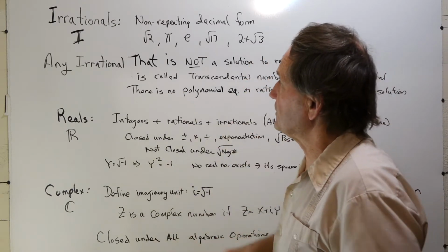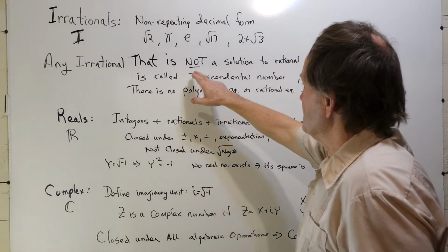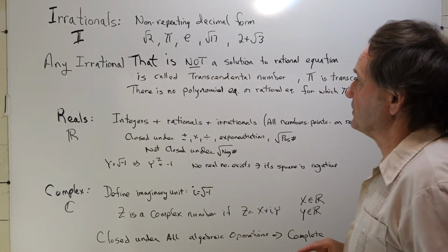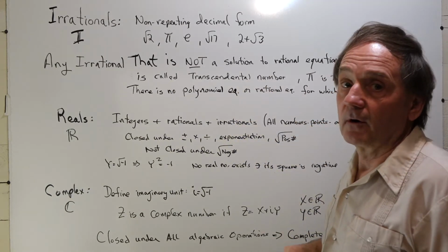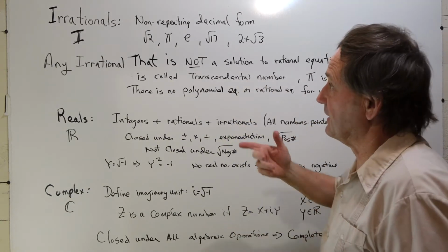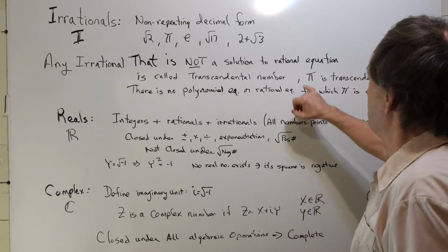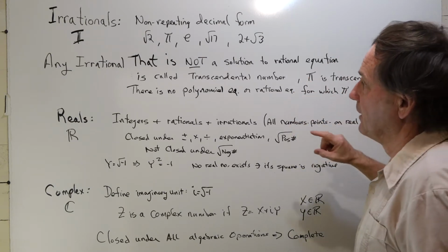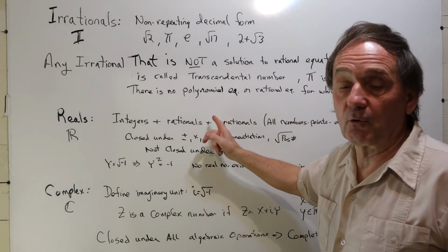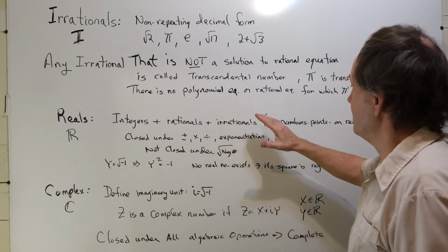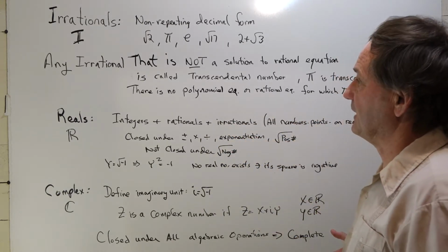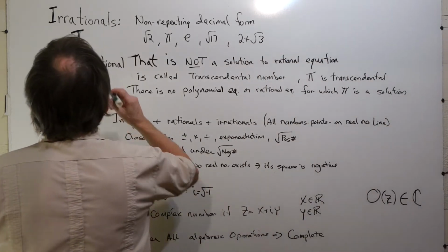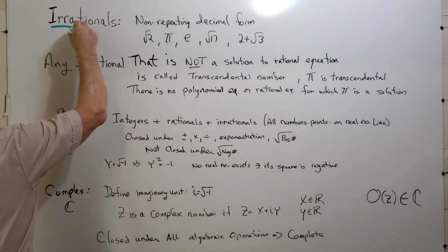Now, any irrational number that is not a solution to a rational equation is called a transcendental number. Transcendentals are a subset of the irrational numbers. Pi is transcendental. There is no polynomial equation or rational equation for which pi is a solution, so we call it transcendental. These are the irrationals.